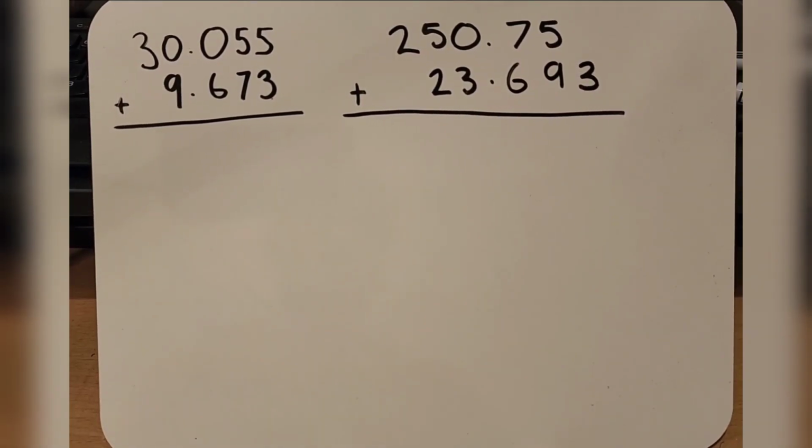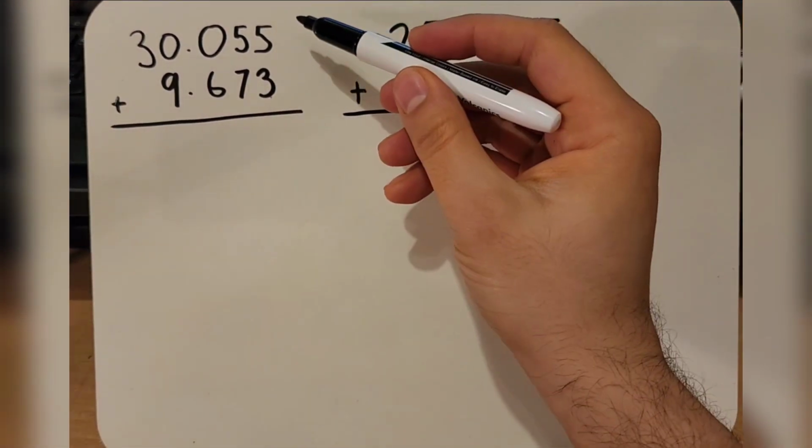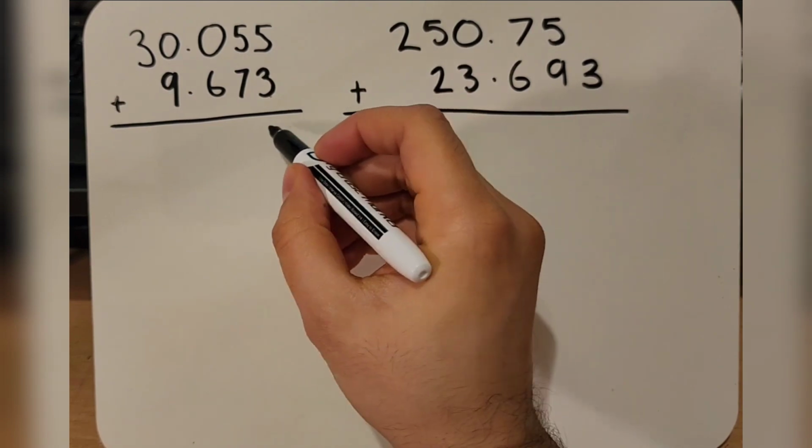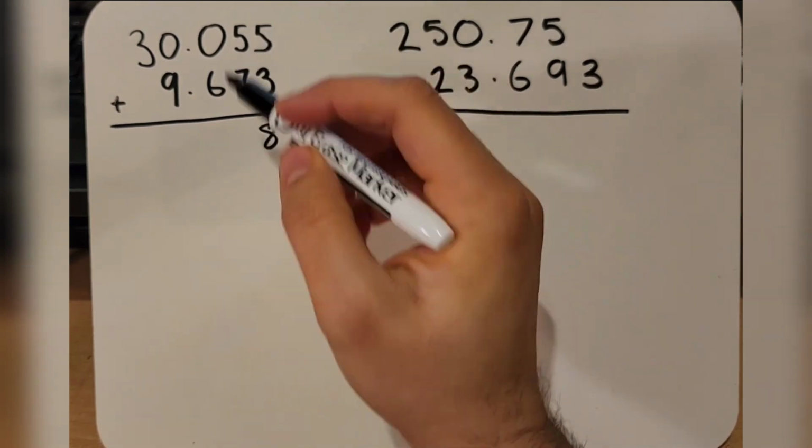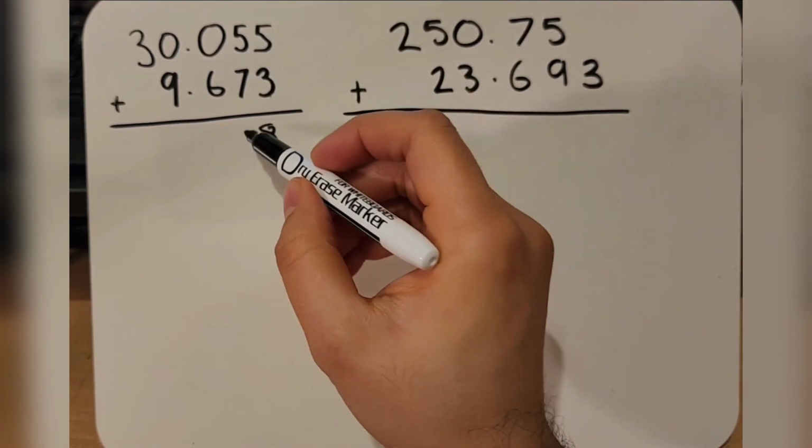So now let's have a look at what happens when we add numbers together that have 3 decimal places or up to 3 decimal places. It's very, very similar to what we've already been doing. So we'll have 5 add 3, which is 8. Nothing to carry over. 5 add 7, which is 12.